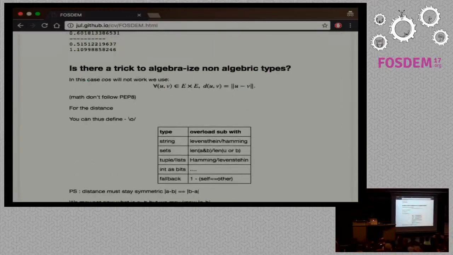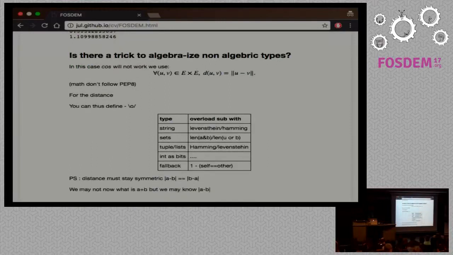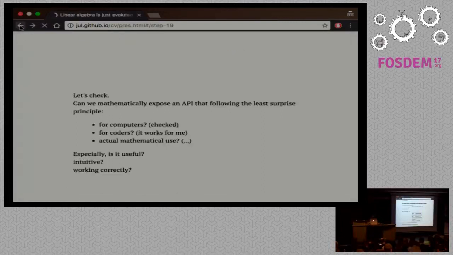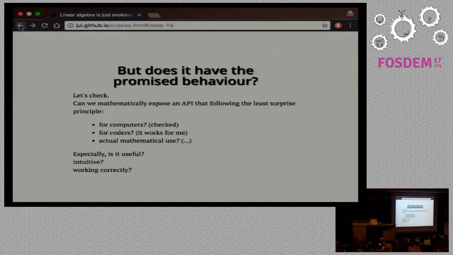Is there a trick for algebra with non-algebraic types? I don't have a lot of time. I can go back to it later one day, but I thought of it. It's possible. There are times when you cannot define plus, but in the context of a distance, you can define minus to know how far an object is from another object, or a dict, excuse me, a dict. Thank you.